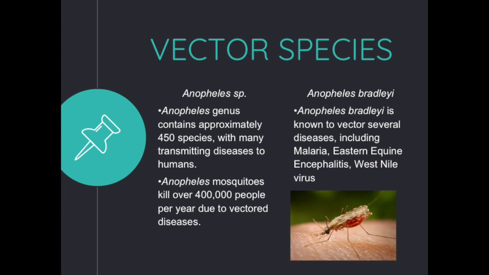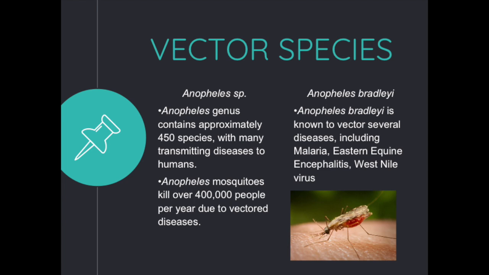Anopheles braidlii is within the Anopheles genus. The Anopheles genus contains about 450 individual species, and many of these species transmit disease to humans. Anopheles genus prefers to feed on humans, although they do feed on other animals. Anopheles mosquitoes can kill over 400,000 people a year worldwide due to their vectored diseases.